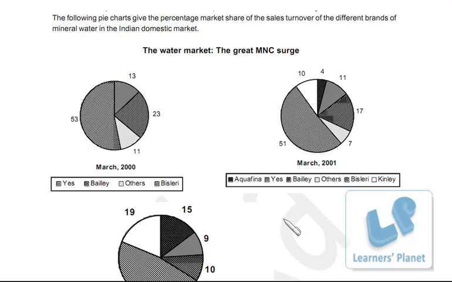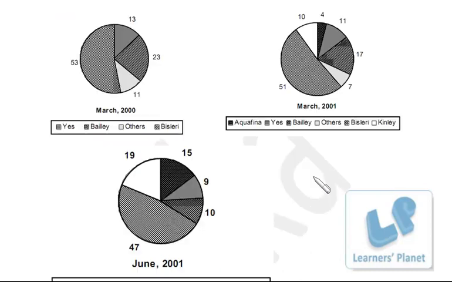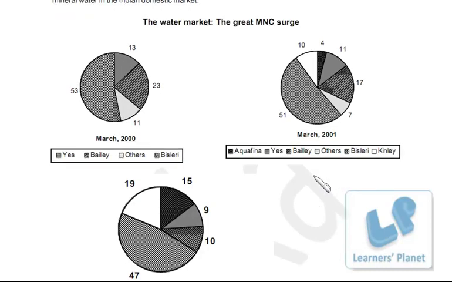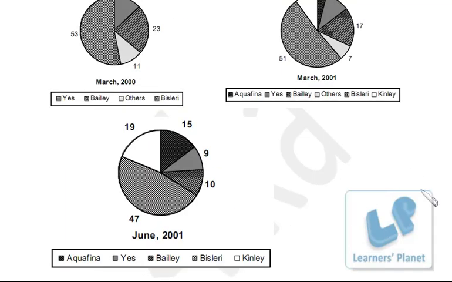Again we have 3 pie diagrams. The following pie charts give the percentage market share of the sales turnover of different brands of mineral water in the Indian domestic market in March 2000, March 2001 and June 2001. So initially there are 4 brands, Yes, Bailey, Others and Bisleri, and over here 1, 2, 3, 4, 5, 6 brands. And in June 2001, we have the breakup of 5 brands, right?